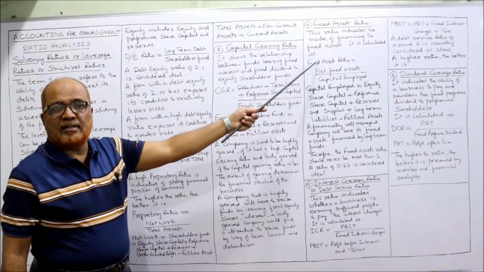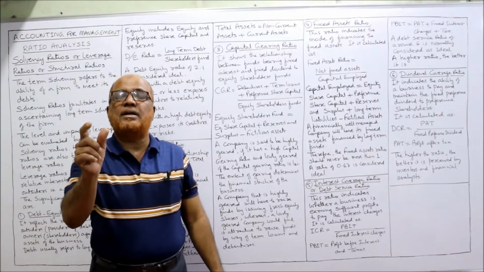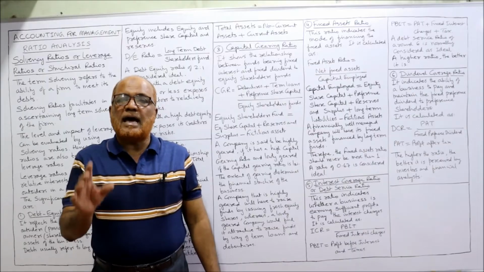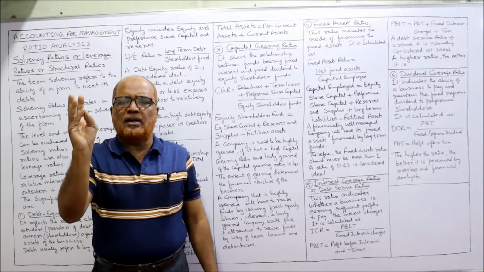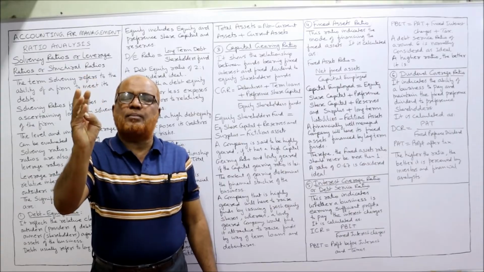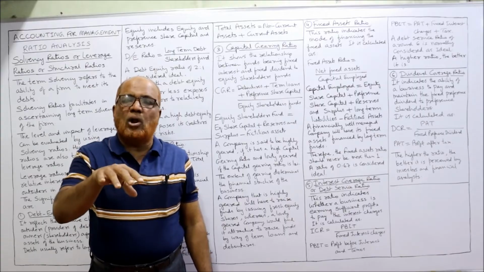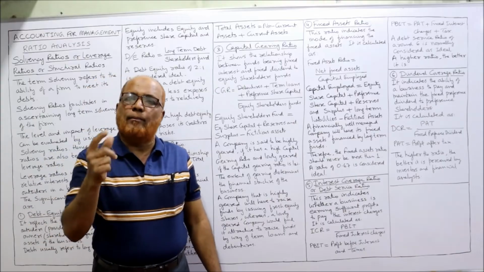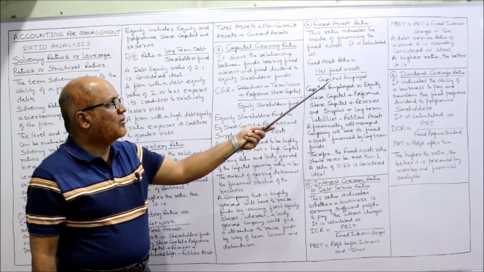It is calculated as fixed assets ratio is equal to net fixed assets divided by capital employed. Now remember the formula for capital employed. Capital employed means shareholders' fund plus long-term debts. Shareholders' fund: equity share capital, preference share capital, reserves and surplus. These three constitute shareholders' fund, plus long-term liabilities. The long-term liabilities are debentures or term loans, etc., minus fictitious assets, if there is any. This is the meaning of capital employed. It will be taken in the denominator.